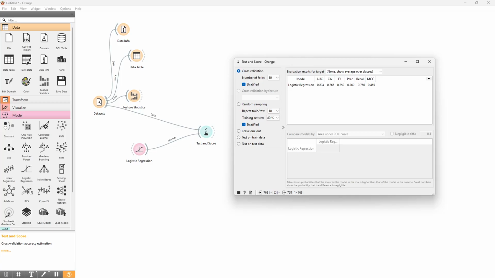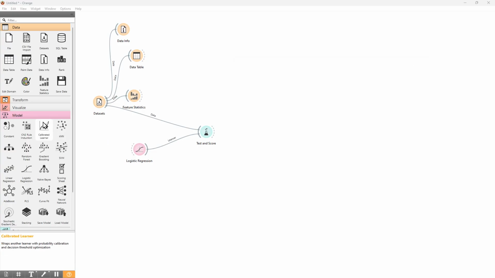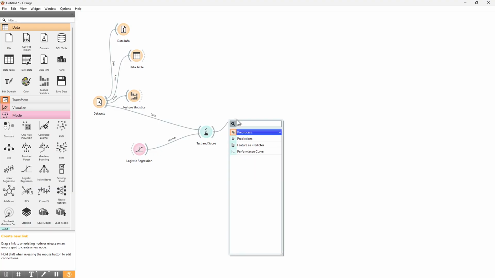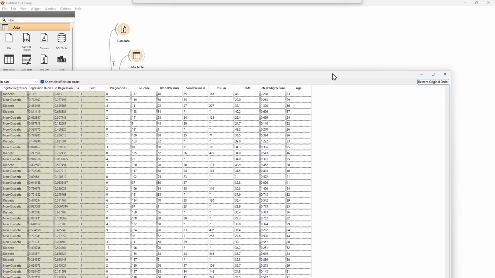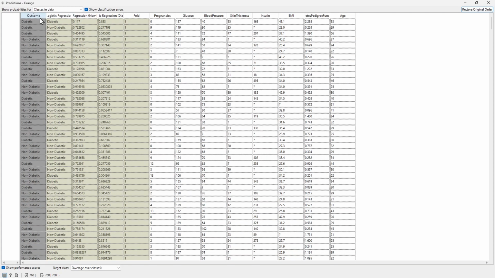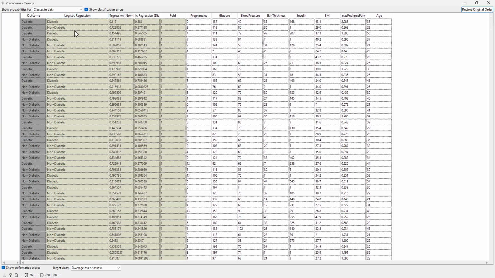Okay, so let me open this. Before we start talking about these, we need to talk about something more, and that's this one. So first of all, let me show these predictions. What do we have here? We have the actual output variable. We have the prediction from the logistic regression.